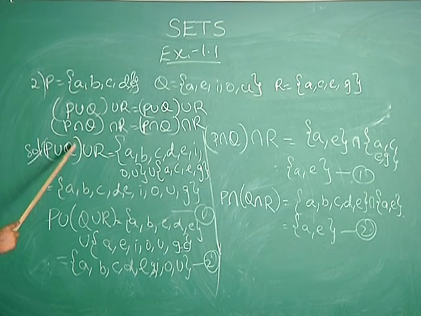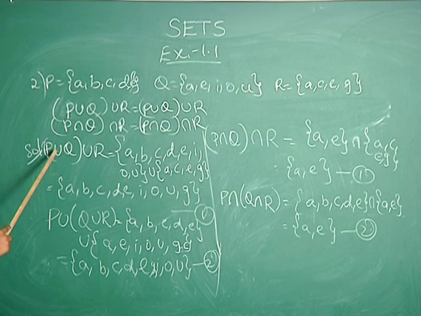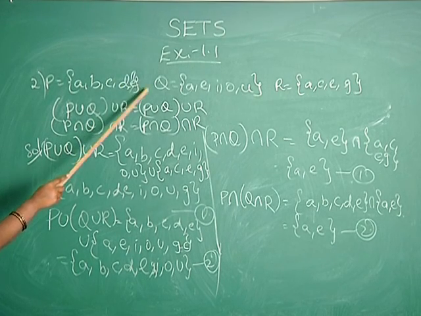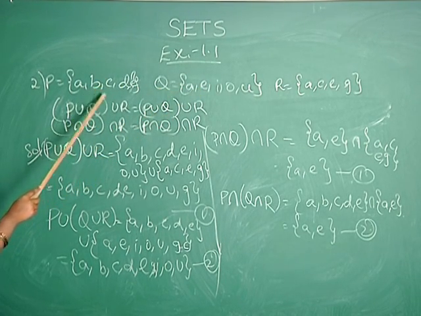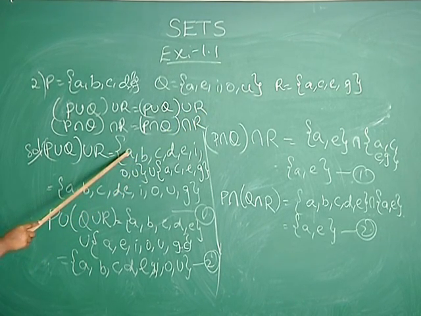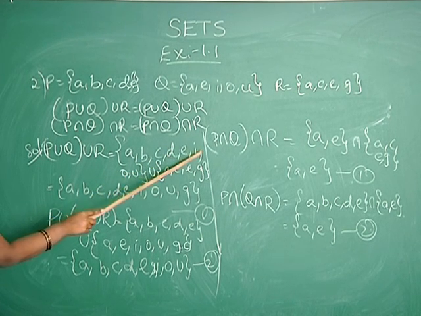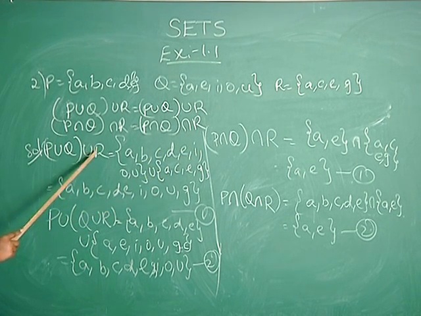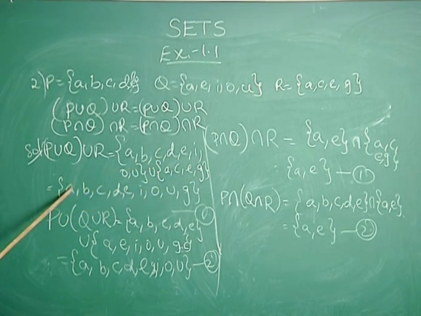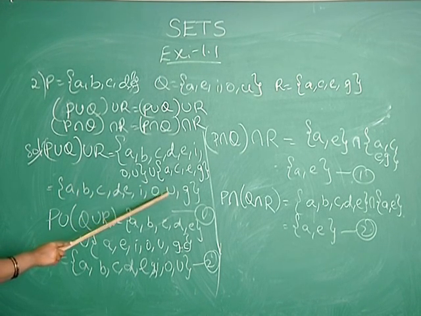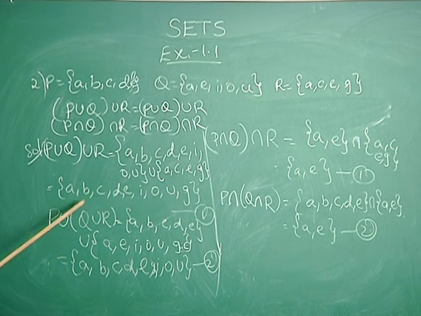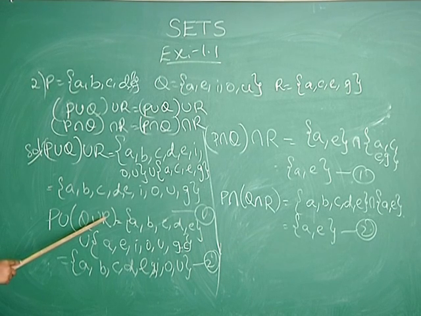First we need to calculate what is given in the brackets, P union Q. Union means combination of both the sets. So A, B, C, D, E. Since A and E we have already written here, apart from that, I, O, U. So your P union Q elements are A, B, C, D, E, I, O, U. Union R set elements A, C, E, G. Again we need to combine these both set elements. So A, B, C, D, E, I, O, U, G. Let it be equation 1. In union repetition is not allowed. Same way, P union of Q union R.